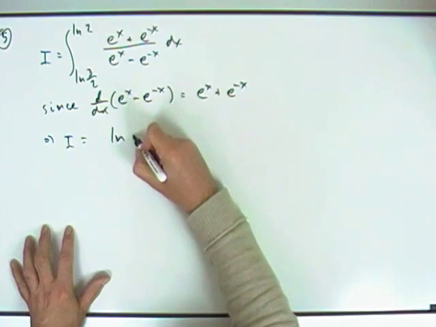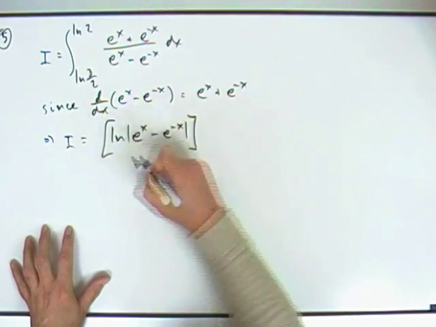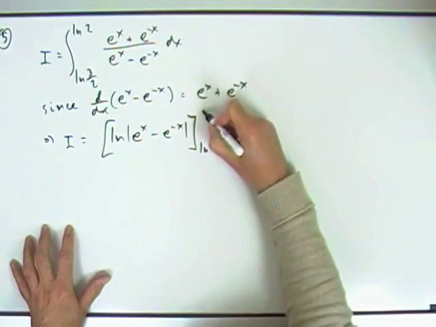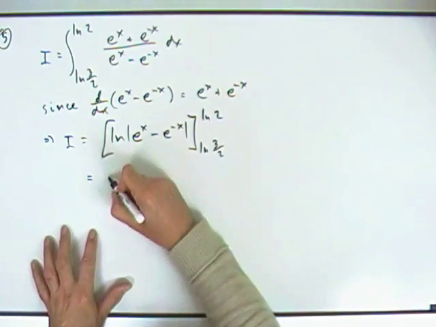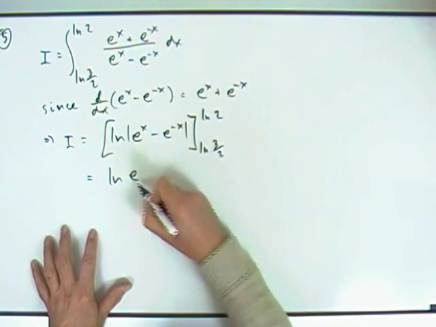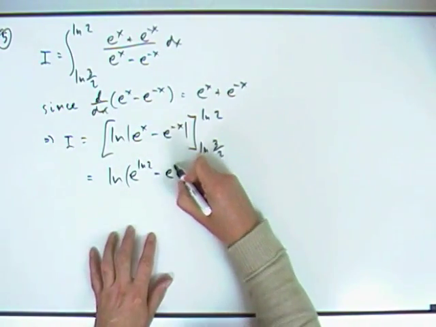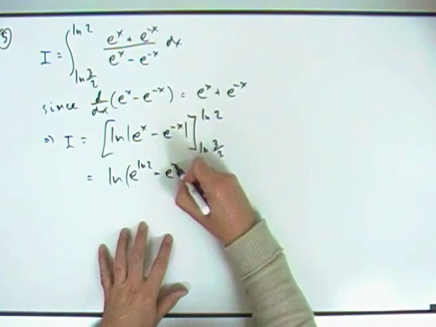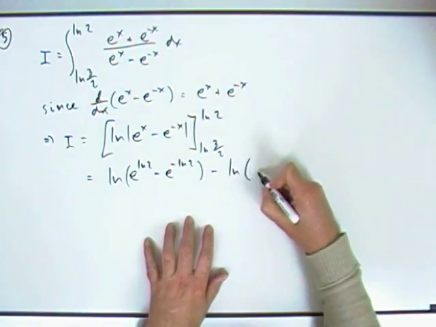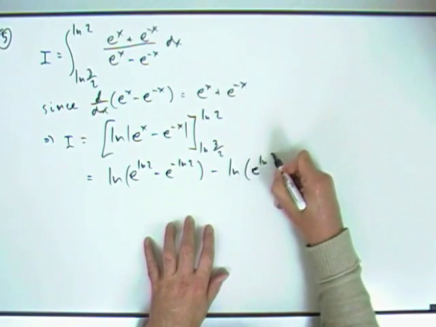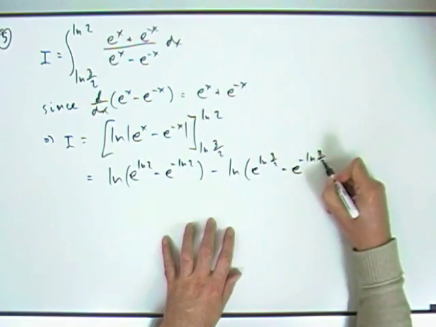is exactly equal to ln of e to the x minus e to the negative x, evaluated from ln 3 upon 2 to ln 2. And then substitute the figures in. So I've got ln of e to the ln 2 minus e to the negative ln 2 minus ln of, and these are all positives, e to the ln 3 upon 2 minus e to the negative ln 3 upon 2.